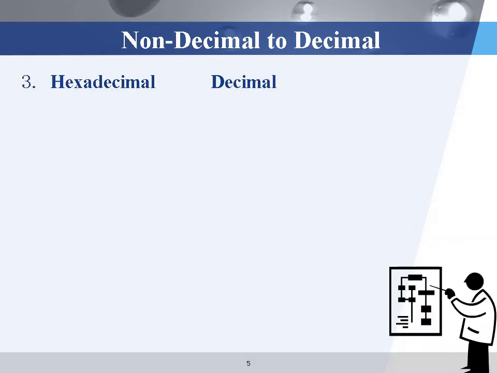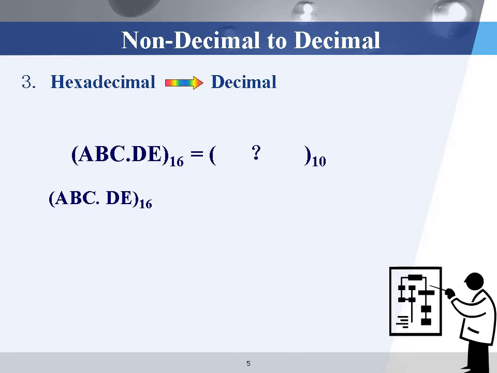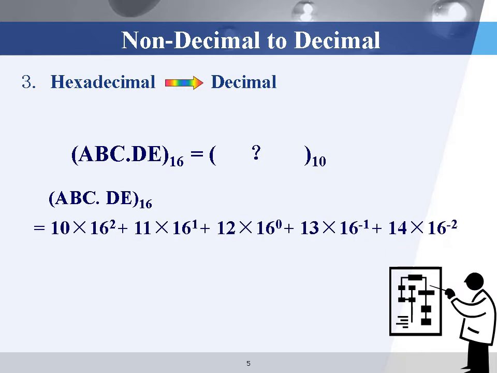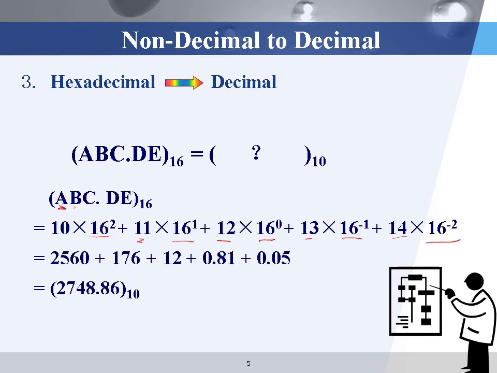From hexadecimal to decimal, we still use the same approach. We just need to change the base. So this will be the equation for us to calculate the real value of this hexadecimal number. Because A represents 10, B represents 11, C represents 12, and then D is 13, and E is 14. So we're going to calculate the power for each of the positions. So this will be the real value of this number.